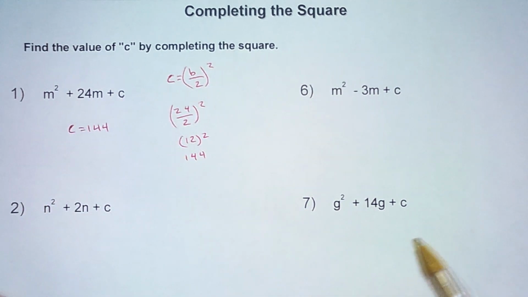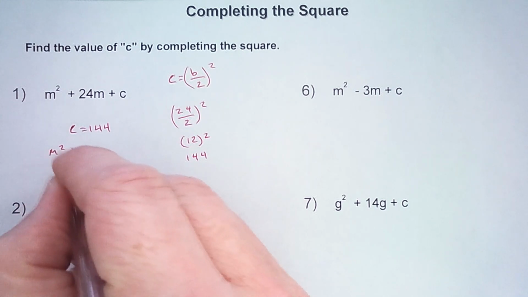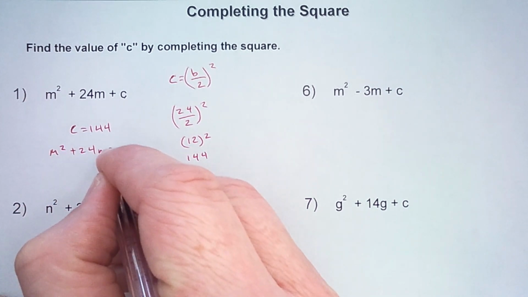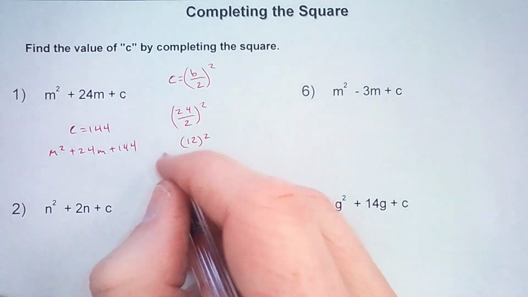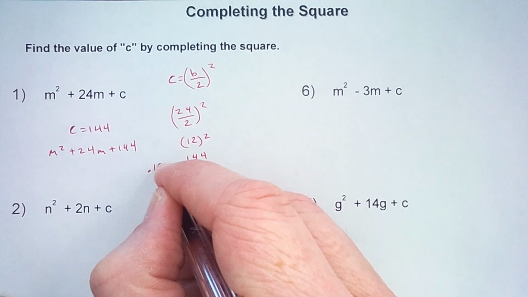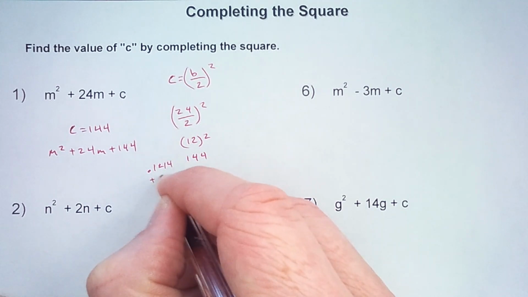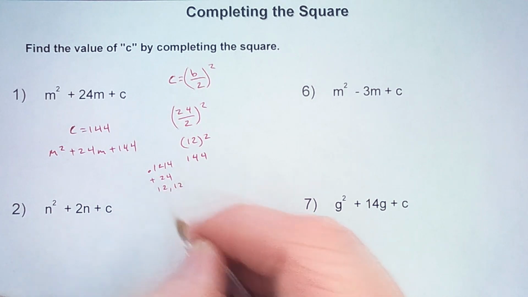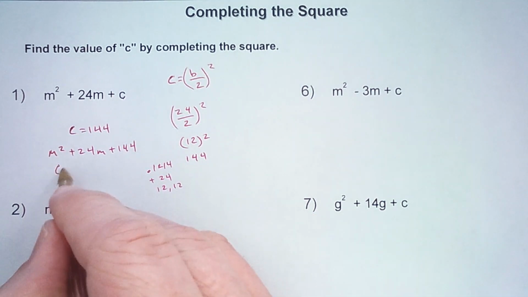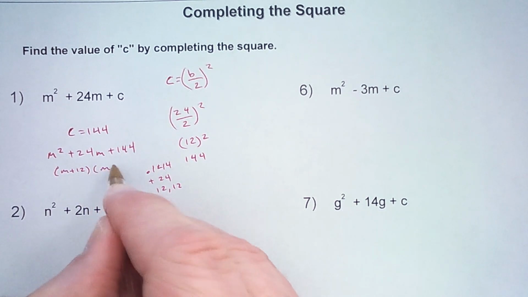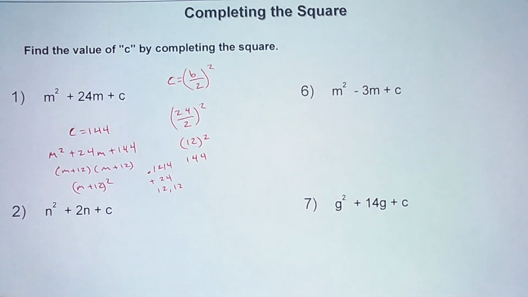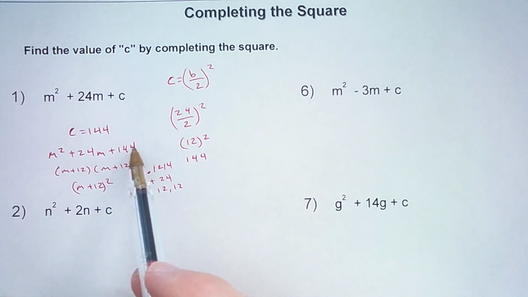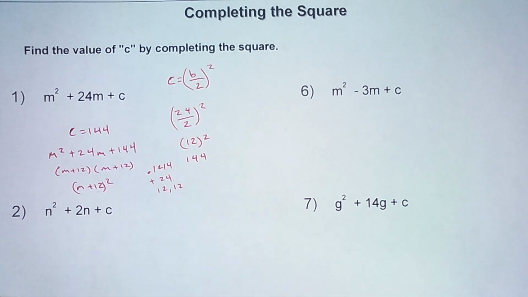So c is going to be 144. Okay, so as a square trinomial, this would be m squared plus 24m plus 144. Now, why is that a square trinomial? Because in order to factor it, I would need two numbers that multiply to 144 and add to 24, and those numbers are 12 and 12. So this factors to m plus 12 times m plus 12, which is the same as m plus 12 squared. So it is a square trinomial because it factors to a binomial squared.